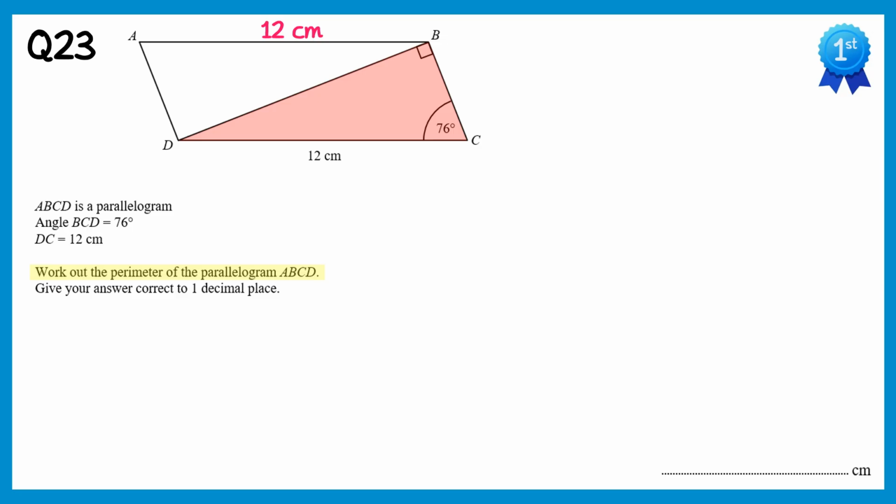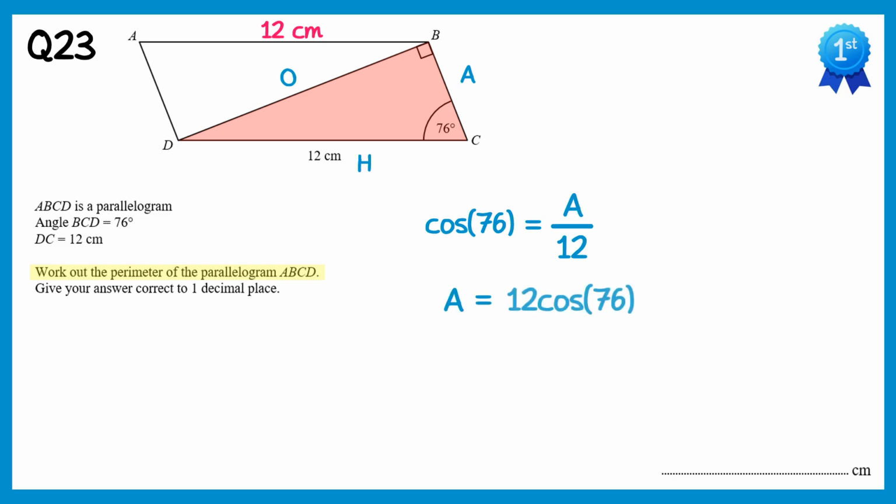So let's label the sides. This 12 here will be the hypotenuse. BC on the right hand side will be the adjacent, and DB would be the opposite. Using this, we can write down that cos of 76 must be the adjacent, which we don't know, so we'll just call that A, divided by the hypotenuse, which we do know, that's 12. So we can rearrange this. If we multiply by 12 on both sides, we find the adjacent is equal to 12 cos 76. And that's one of the sides we were looking for.